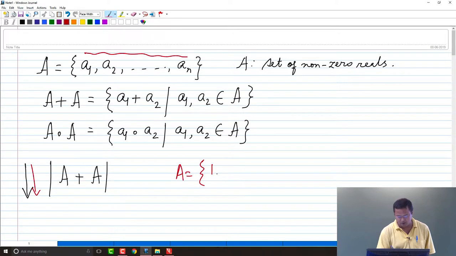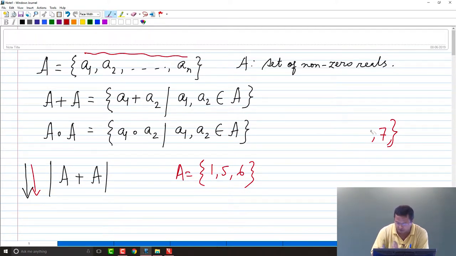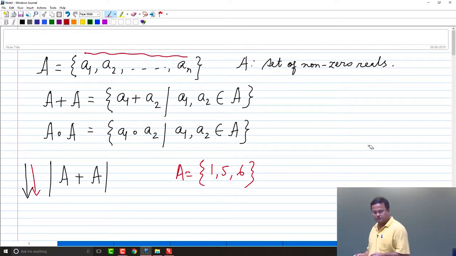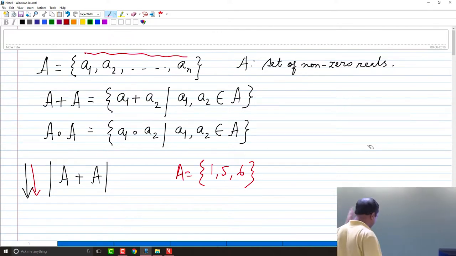Say A has 1, 5, 6. Then A plus A has what? What are the elements in A plus A? 6, right? 11, 7, right? Fine? Right. Now the point is, this is the way this set is going to be generated, no? So you look at all pairs and you add them up. And I have even not put this restriction that A1, A2 has to be distinct.